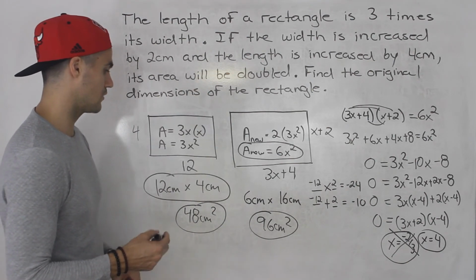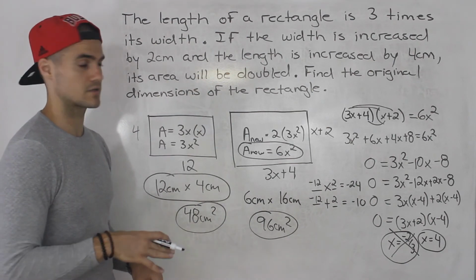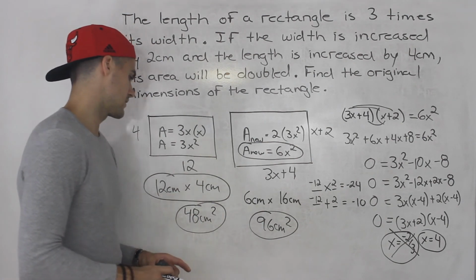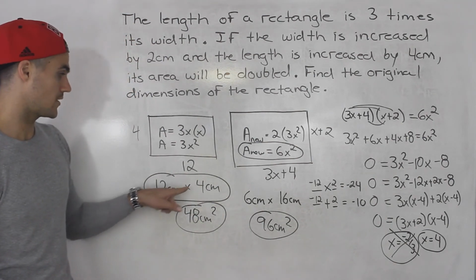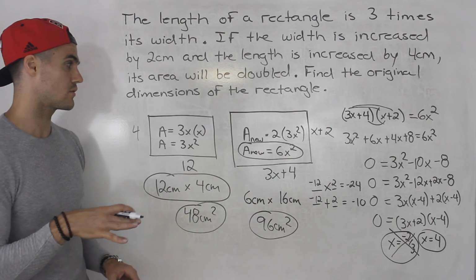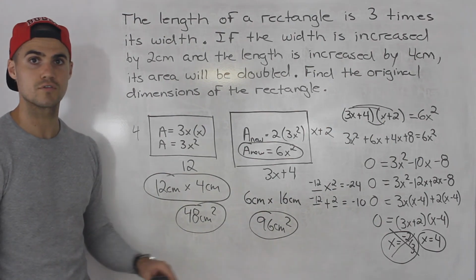So we can be pretty confident that our solution, the way we did it, is correct. So the answer to the question: 12 centimeters by 4 centimeters are the original dimensions of the rectangle.